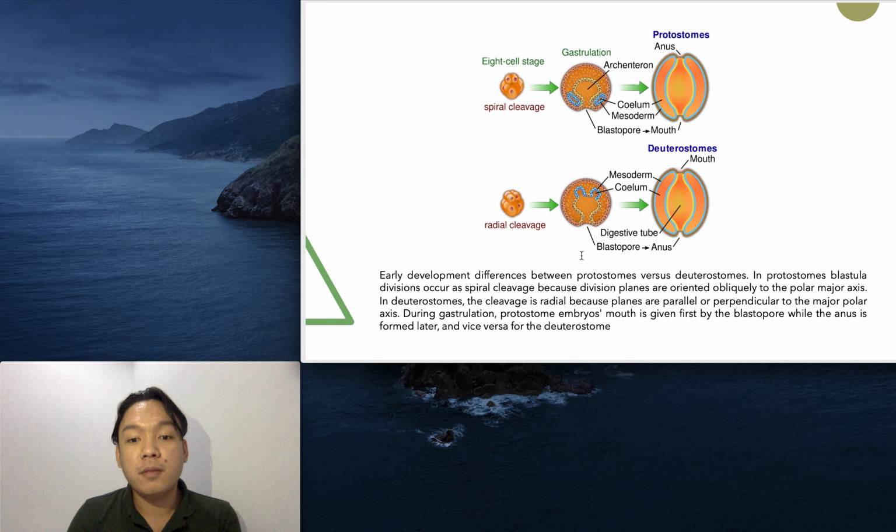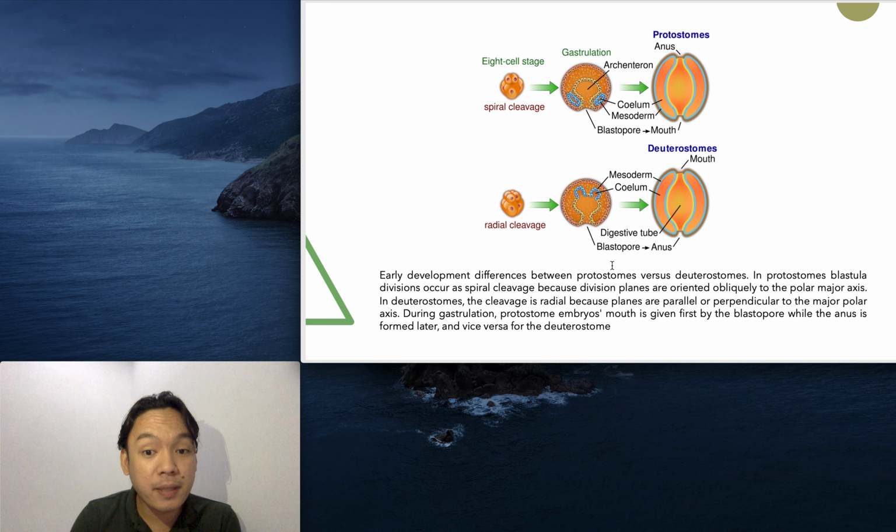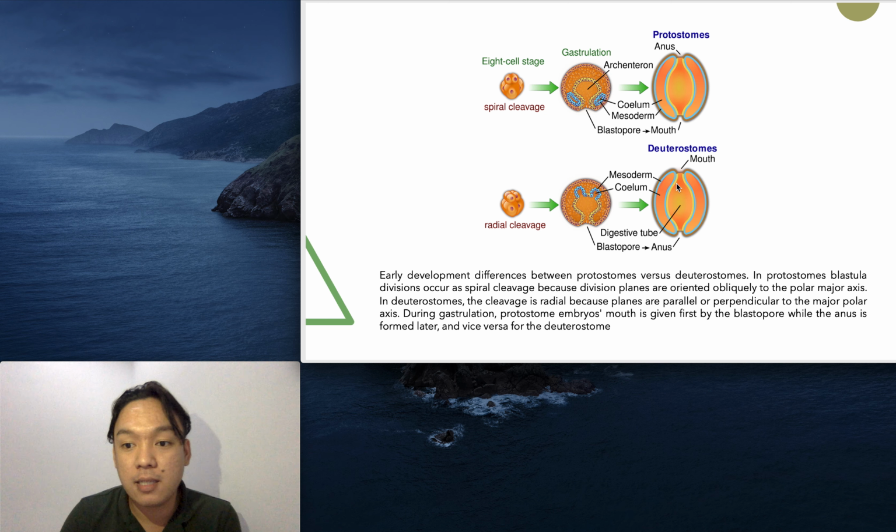So, a difference between the early development of the protostomes versus your deuterostomes. Blastula divisions occur as a spiral cleavage in the protostome, where division planes are oriented obliquely to the polar major axis. In deuterostomes, the cleavage is radial. That means it has symmetry. Radial: it has a central axis, and the divisions are parallel or perpendicular to the major polar axis.